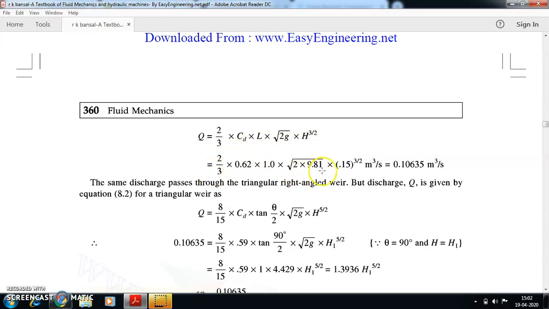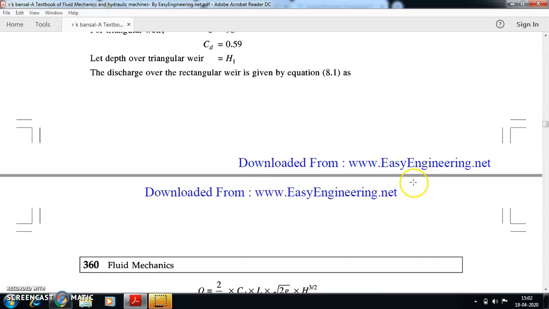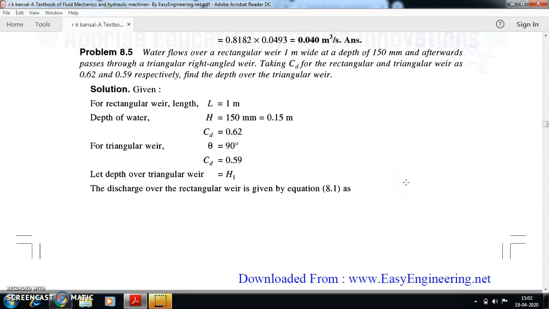So substitute them properly and you will get the value of Q, which is 0.10635 meter cube per second. So you got the rate of flow of water over the rectangular weir, but that is not the requirement for us. We need to find the depth over which the liquid is flowing over the triangular weir.